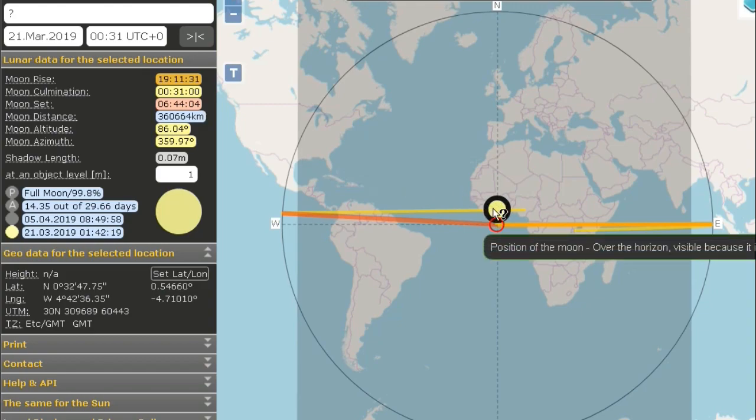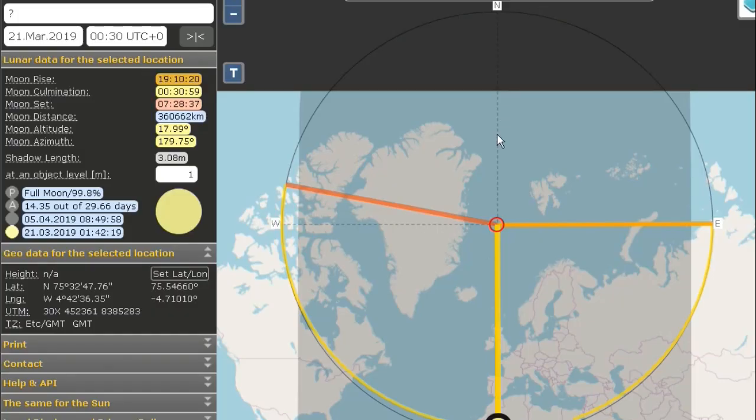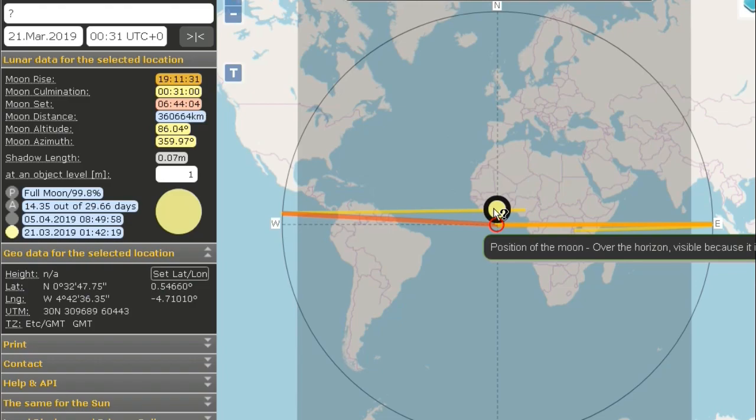And now here is the moon overhead on the equator at 03:31. And then it has a distance of 360,664 kilometer. And when I look at the 75th latitude north, then there is only 1 second difference in culmination, the highest point. And then the difference to the moon is only 2 kilometer compared to here. Well, the moon goes overhead.